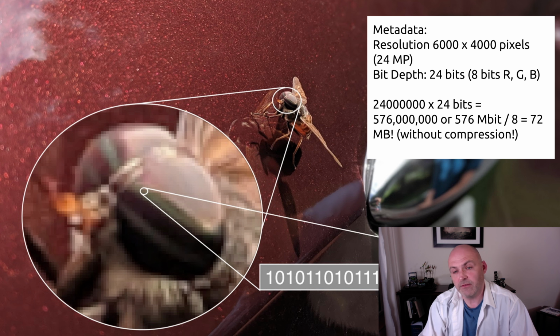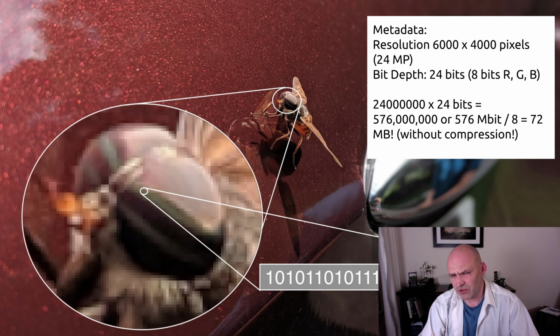So here we have a full color image that is more in the modern space. This image was originally 6,000 by 4,000 pixels. This was taken with a 24 megapixel camera, so that's how it gets to its 24 million pixel resolution by multiplying out those two numbers. And it has a bit depth of 24 bits per pixel.